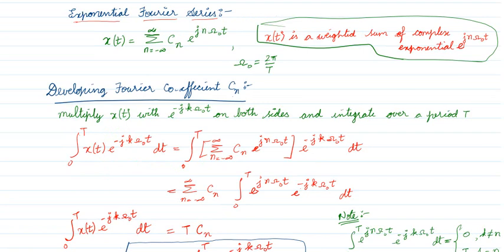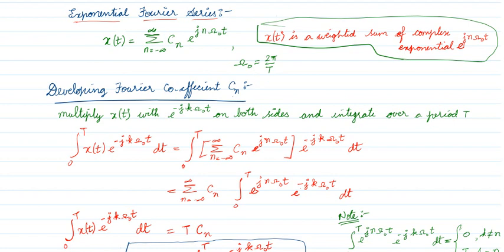What is an exponential form? Exponential form is nothing but your periodic signal x of t expressed as a weighted sum of complex exponentials e power j n omega naught t. So this is the exponential form of the Fourier series. x of t is equal to summation n from minus infinity to plus infinity c of n e power j n omega naught t. Now we can see why it is called the exponential Fourier series, because it is a summation of exponential terms. As usual, omega naught is equal to 2 pi by T, where T is the fundamental period.